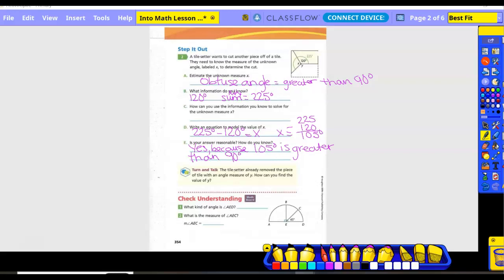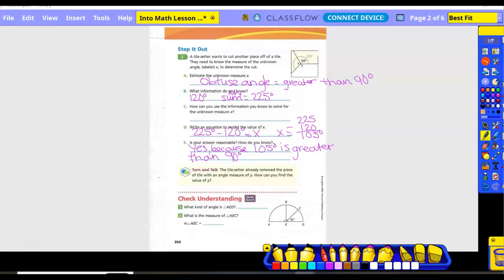Now, let's take this a little bit further. What if I wanted to find out what y was? What did we say if you did x, 120, and y, what would you get then? 360, right? So could I take the 225 or take 360 minus 225 to find y? Yes. Okay. All right.